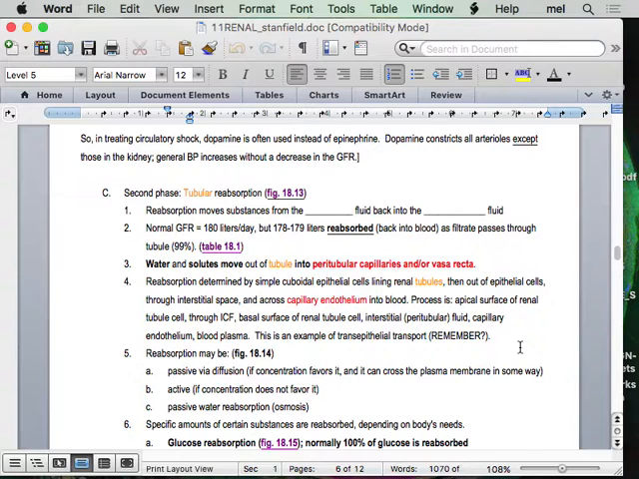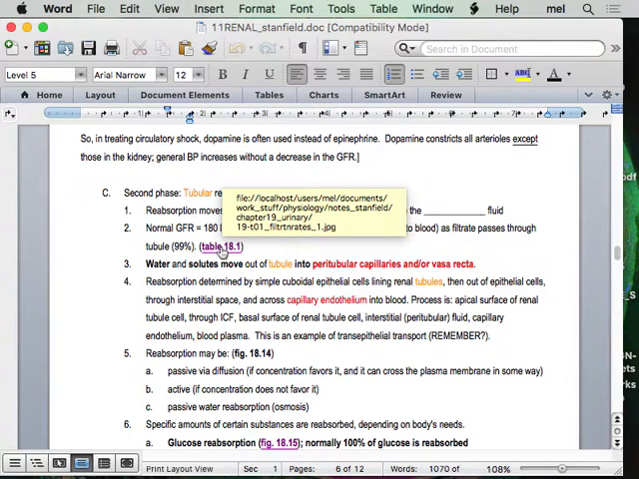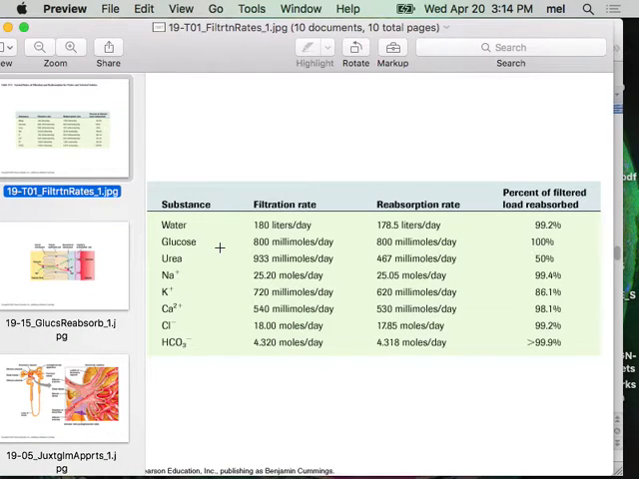So reabsorption is almost as active as filtration. And look what percentage you usually reabsorb of these particular things. I'm not going to hold you responsible for this table, but I just want you to look at the trend. With water, you reabsorb about 99.2% of the water that you lose. With glucose, if you can, you reabsorb 100% of it. Urea, you only reabsorb 50% of it. It helps to maintain your blood pH. And with most of these, it's above 99%, above 98%, with the exception of potassium. Potassium's a weird one. I'll tell you why that one's so low as we get into today.